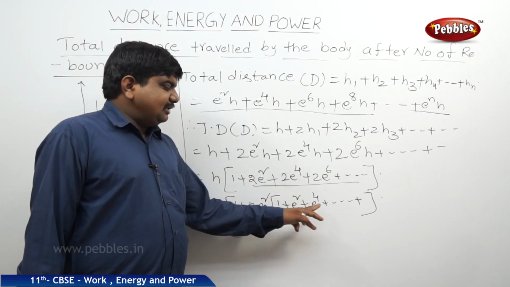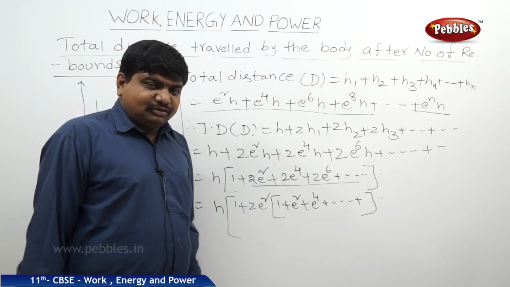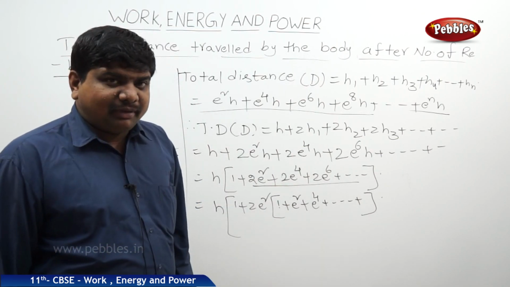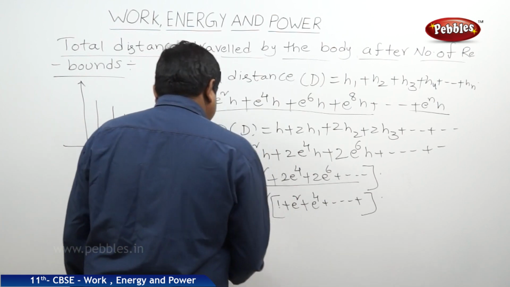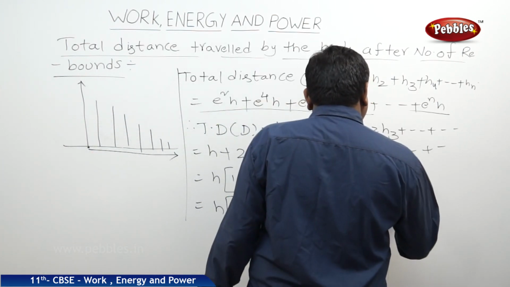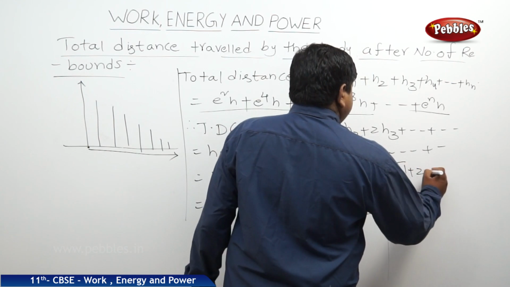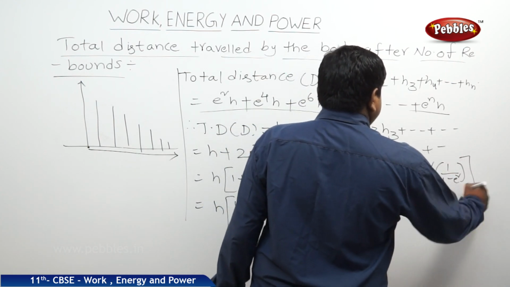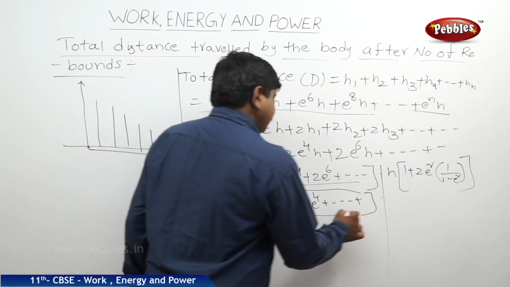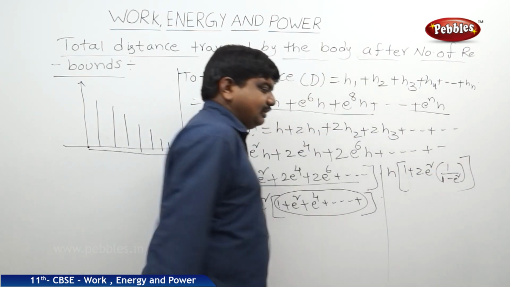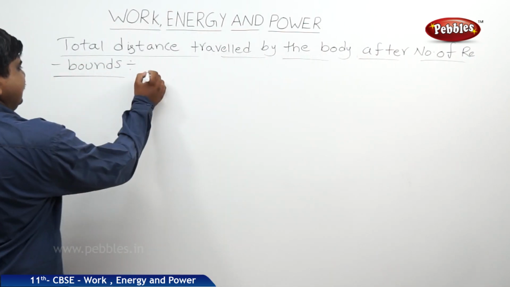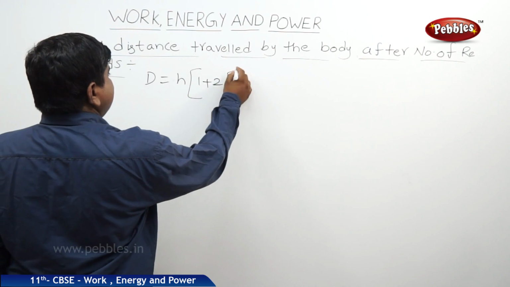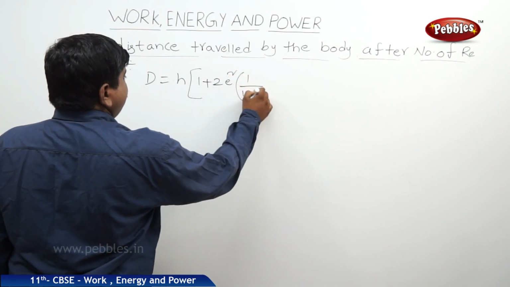1 plus e square plus e power 4 plus and so on, the sum of e power 2n, is equal to 1 by 1 minus e square. So this will be written as h of 1 plus 2e square into 1 by 1 minus e square, because this whole term can be written as 1 by 1 minus e square. So therefore d is equal to h into 1 plus 2e square into 1 by 1 minus e square.